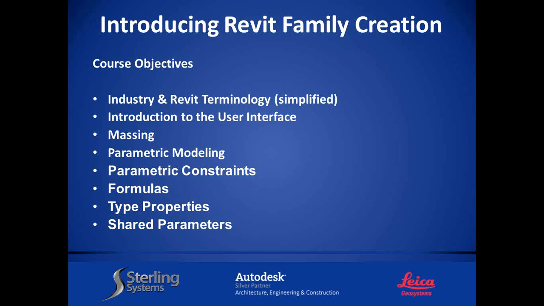What we're going to be talking about to start things off is industry and Revit terminology simplified. We're also going to take a little introduction to the user interface as it pertains to family creation. So we're going to look at the family interface as opposed to our typical project interface. We're going to do some massing, which is a critical element involved with family creation. We're then going to talk about parametric modeling, as well as parametric constraints.